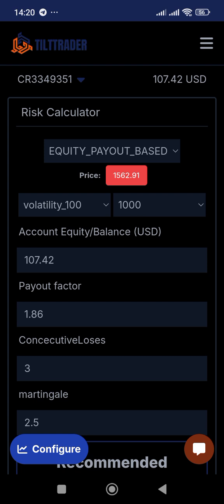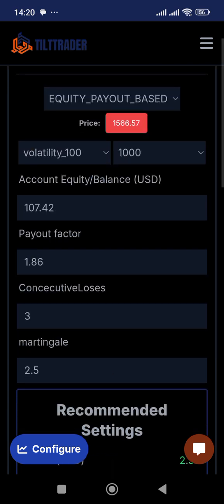I'll be talking about the risk calculator and how you use it and the benefits of actually using it. So, for the risk calculator, you have to key in the account balance you want, the payout factor of the strategy you are using, and the consecutive losses. It will calculate the rest.